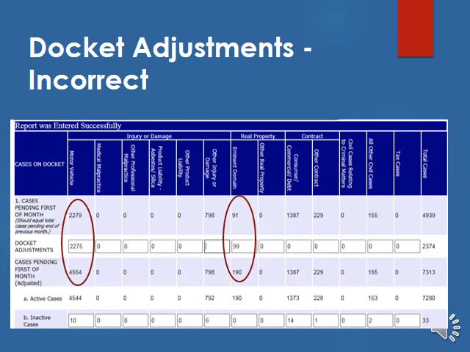2,275, they placed 2,275 in the docket adjustment line, making the new total 4,554. And in the eminent domain category, instead of placing an 8 in the docket adjustment line so that the new cases pending would be 99, they placed 99 in that line, making the new total 190.